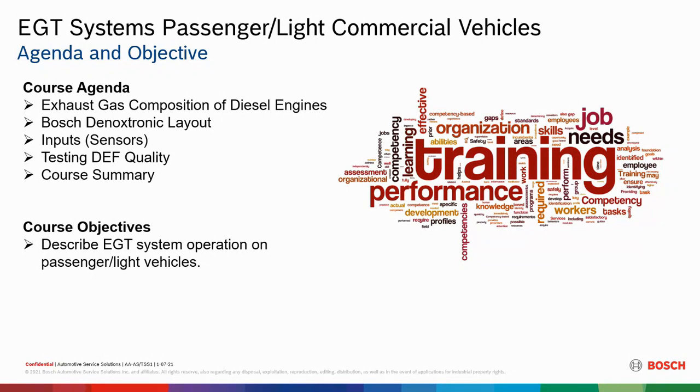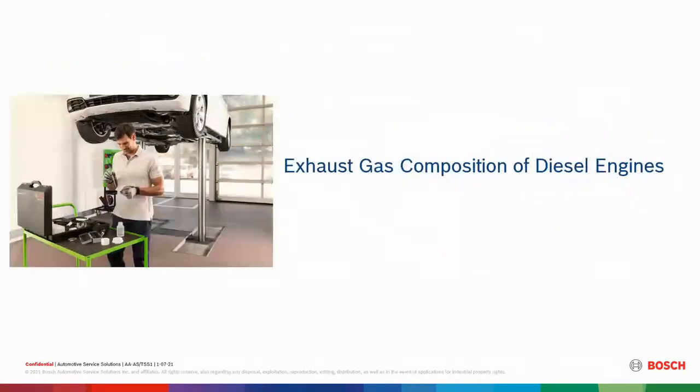And then the objective here is to describe the EGT system in operation on passenger vehicles and light commercial vehicle trucks. So we'll include the big three, the Duramax, the Power Stroke, and the Cummins, and so on, light duty stuff, and the passenger car vehicles. And some stuff's included Sprinter as well within this mix.